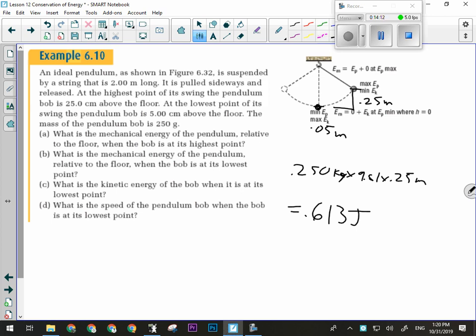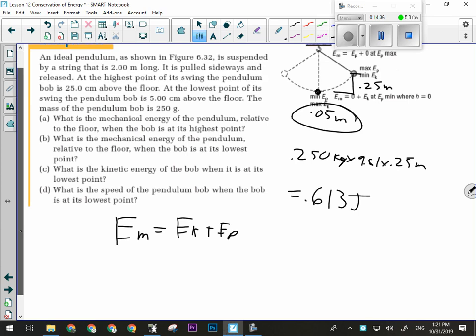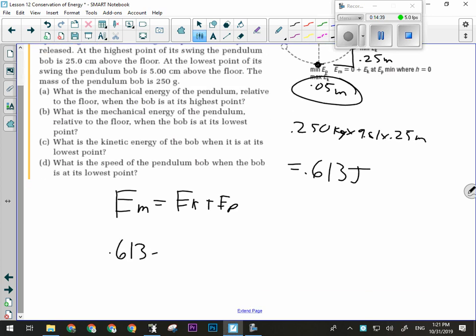Okay, what's the kinetic energy of the bob at its lowest point? That I'll have to do some calculating for. How am I going to figure it out? Okay, I have the mechanical, and I would subtract EP, right? So mechanical energy is kinetic plus potential. I can calculate the potential at the bottom because they told me the height at the bottom. So all I would do is go 0.613 minus 0.250, the mass, times 9.81 times 0.05. Okay, that'll give me my kinetic energy because it's bringing the EP over to this side. Everybody all right with that? Okay.